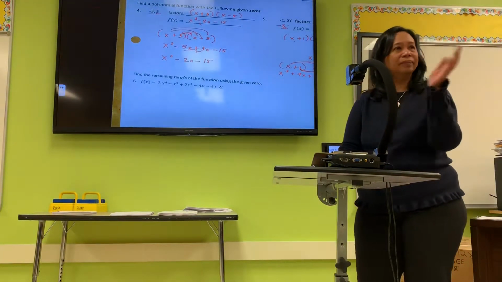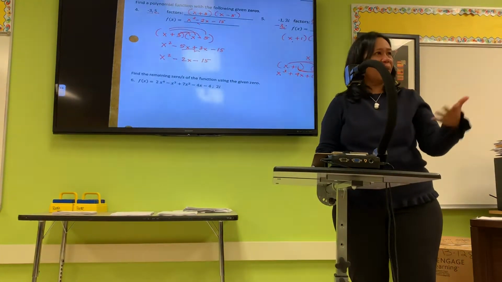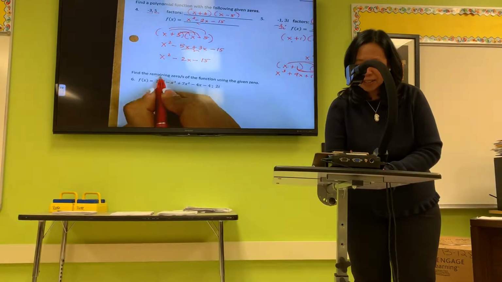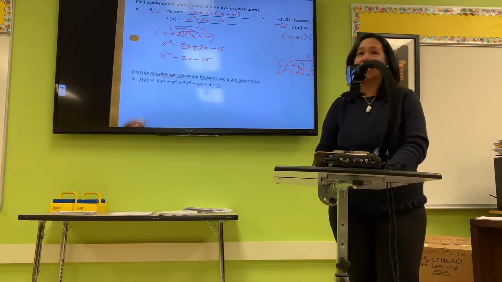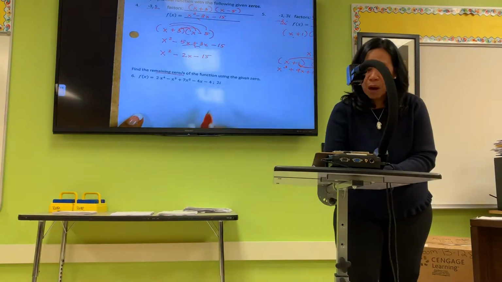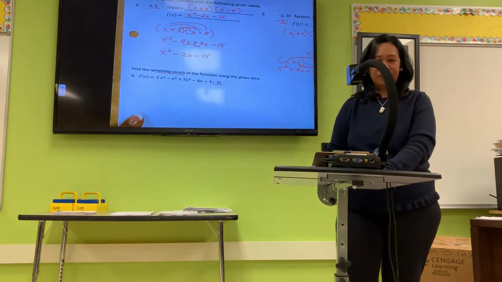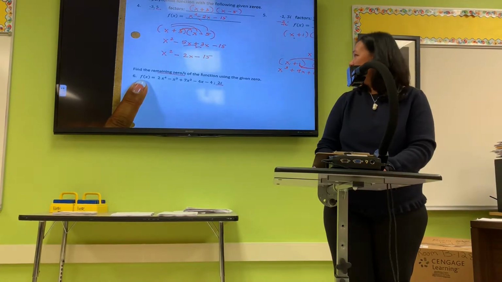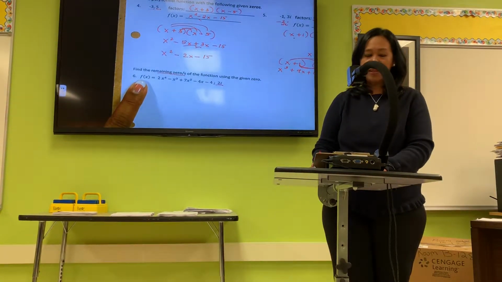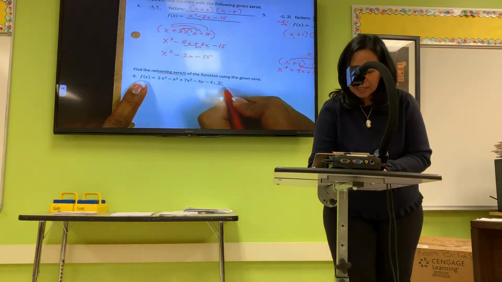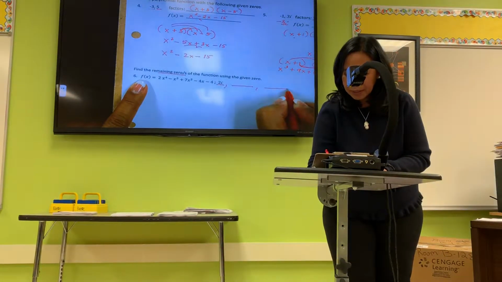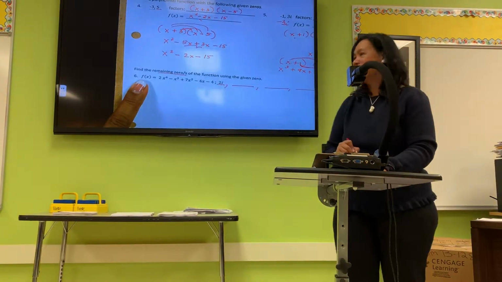the rest of them are just going to be just like the way we did the other lessons, because we're asked to find the remaining zeros of the function using the given zero. So one answer is given to you, 2i. How many zeros are we looking for? 4. So that means aside from 2i, there would be 3 more, right?